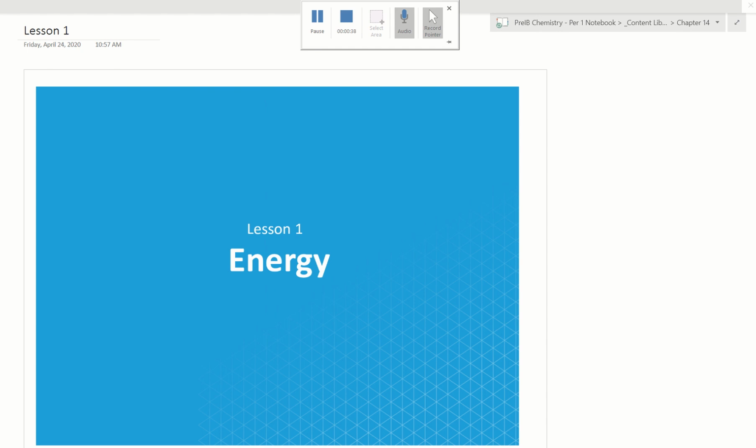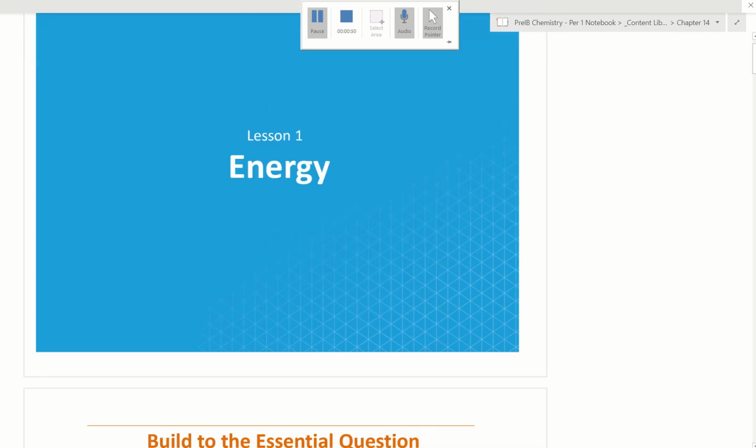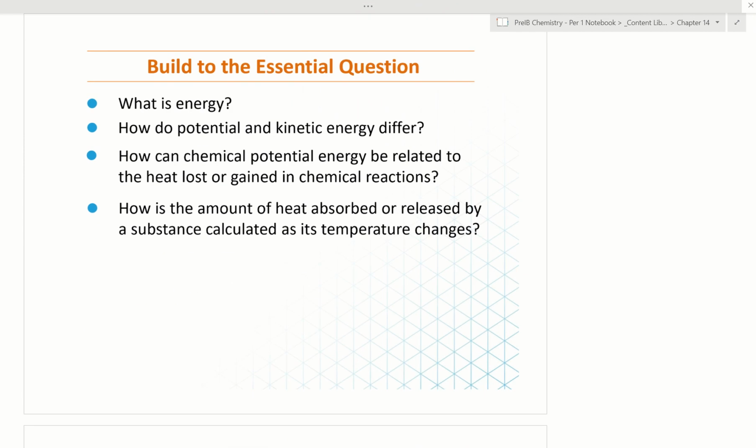So this whole topic is called thermochemistry, or the chemistry of energy and heat. And so we're going to be walking through this. This lesson is on energy, and lesson 2 is on heat itself. So the build to the essential question here: what's energy? And we're going to look at both potential and kinetic energy and how they're different. We'll talk about chemical potential energy and talk about the heat lost and gained, and then how much energy is absorbed and released by substances as it changes temperature. And so that's what we're going to do.